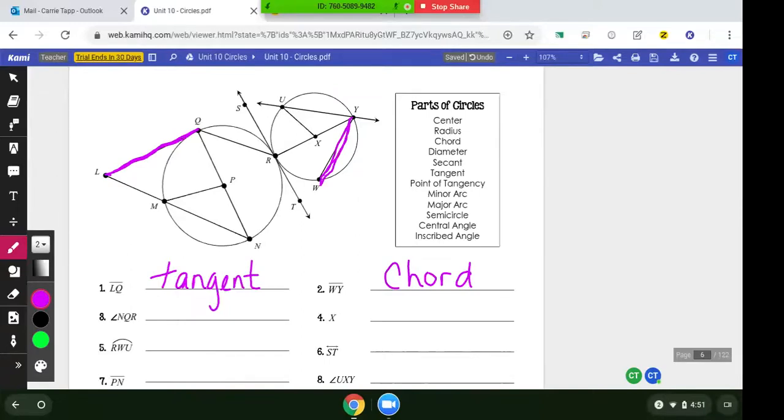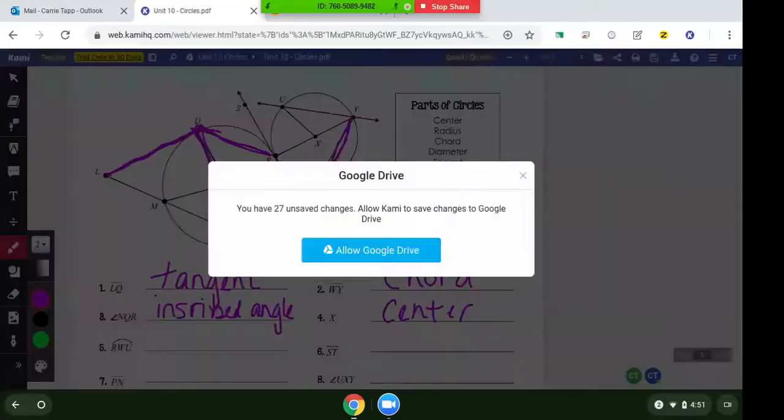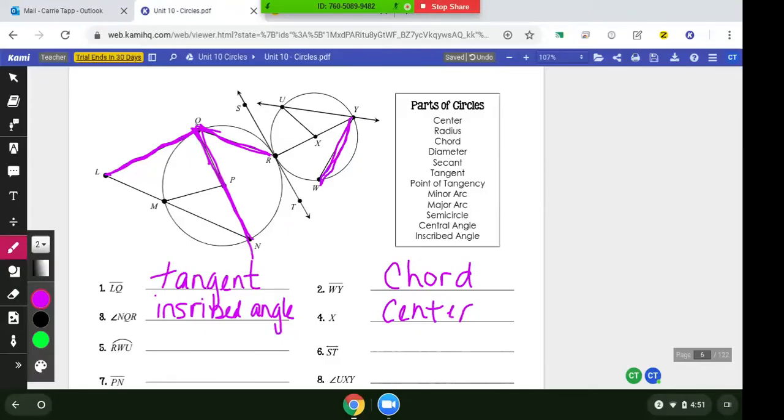So angle NQR is going to be an inscribed angle. If you already did these, you're just checking them. X would be the center. Oh, I'm sorry. Let me go over this one again. NQR, this angle here, it's an inscribed angle. It's not a central angle. A central angle would go through the circle, the center of the circle. This does not.